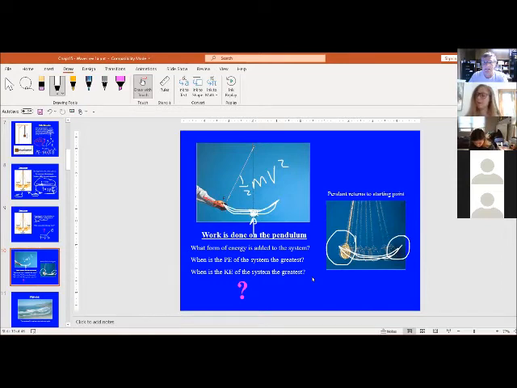Is there a way to write equilibrium like shorthand? Is there a symbol, or maybe you can do something like at equilibrium, EQ. Okay.